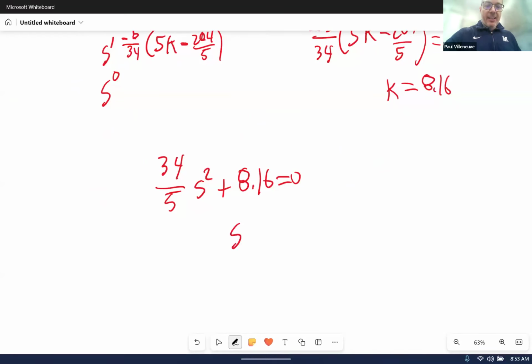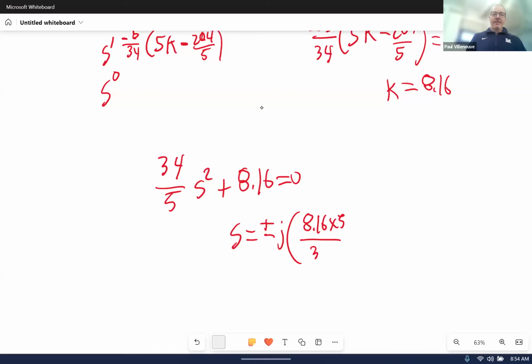So my s is going to be equal to, I'm really sorry, this is just not seemingly working. I'll just have to paraphrase as much as I can, because I'm going to have to restart the computer again. But s is going to be equal to plus or minus j times the square root of 8.16 times 5 over 34. And that's where it crosses the j omega axis.